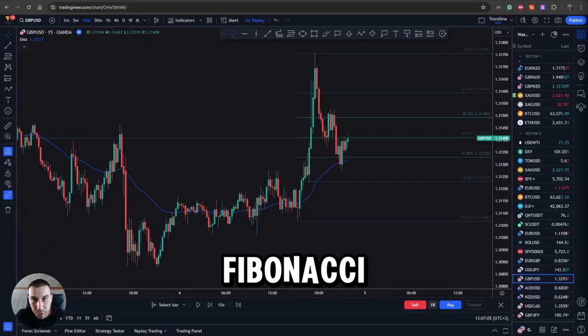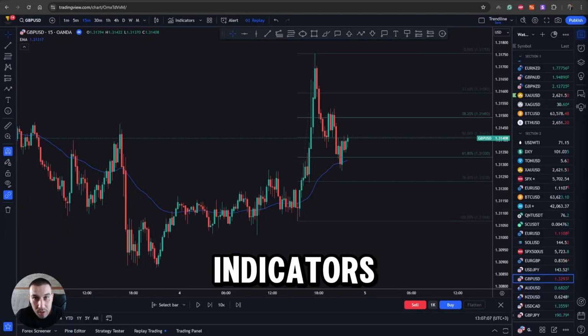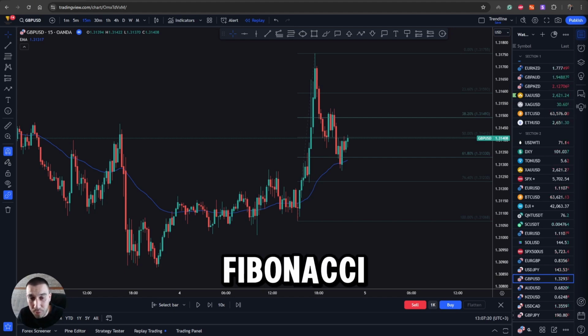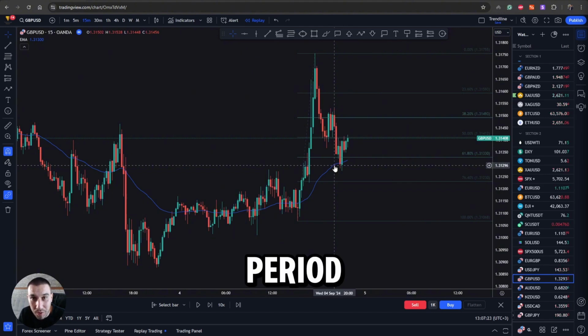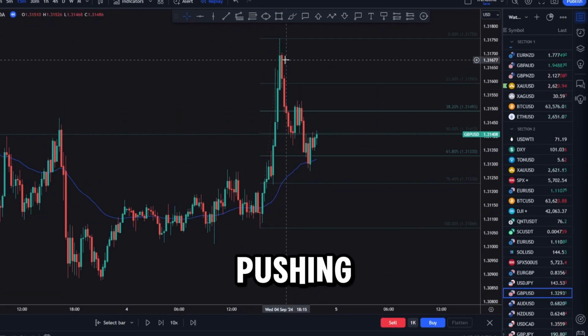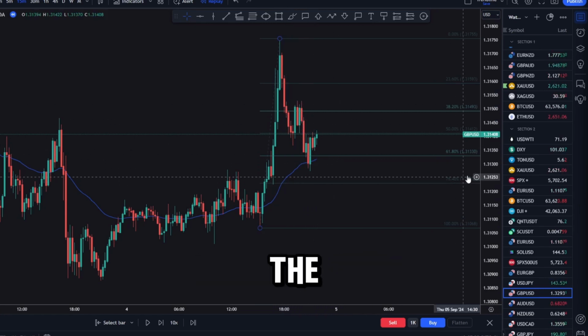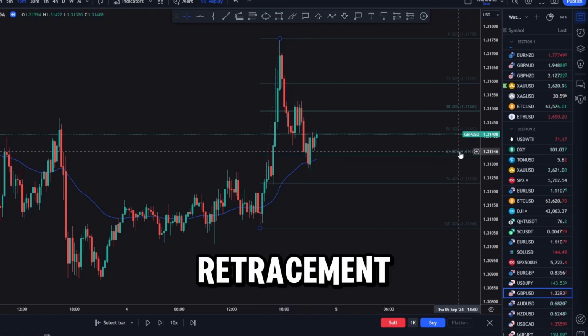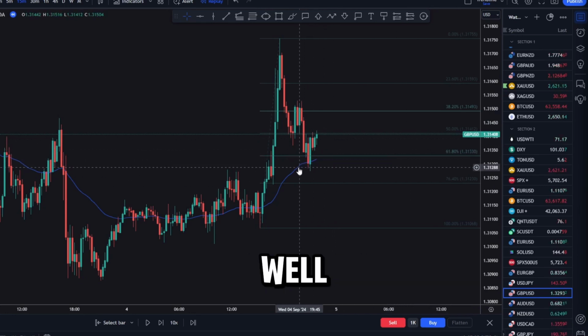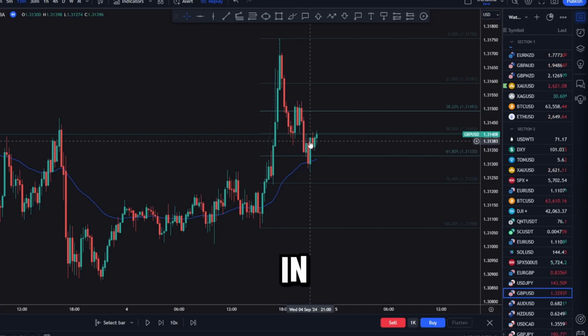Now, combining the Fibonacci tool with other indicators or other confirmations in your trading will definitely give you the best results. It will also give you a more advanced view of the market, and it will improve your trading decisions. So for example, with the Fibonacci tool, you can use the 50-period exponential moving average. So we're looking at an uptrend, we see price pushing up, then it gives us a retracement to the 61.8 golden ratio retracement level, and then at the same time we're touching the 50 EMA as well. So that's another confirmation that you can use in your trading.